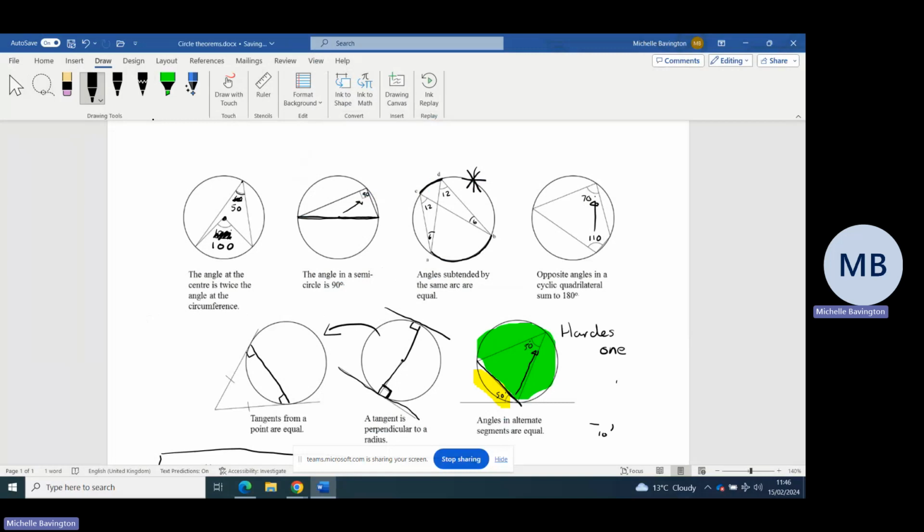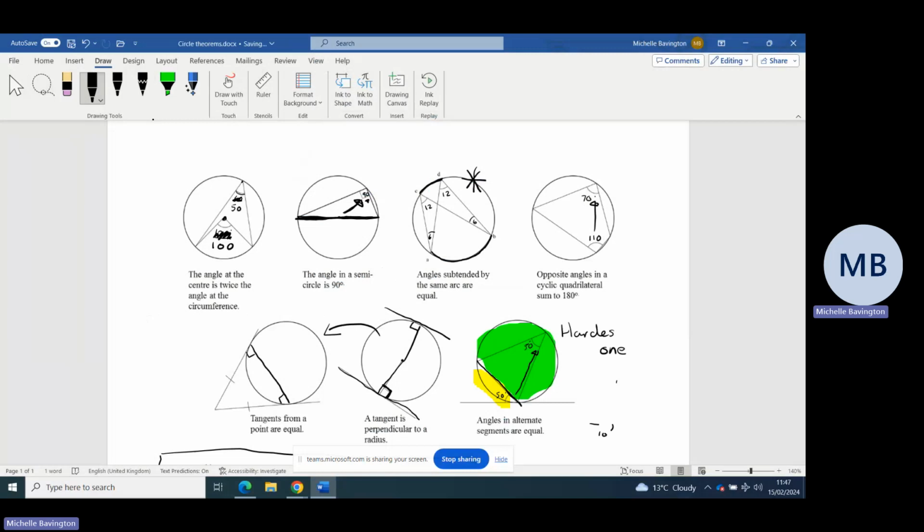The angle in a semicircle is 90 degrees. So here's a semicircle. It's cut in half, totally in half, through the center. So the angle here is always 90 degrees, always. Okay. And we're going to put these into practice.